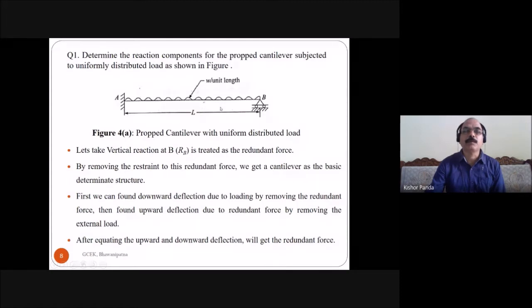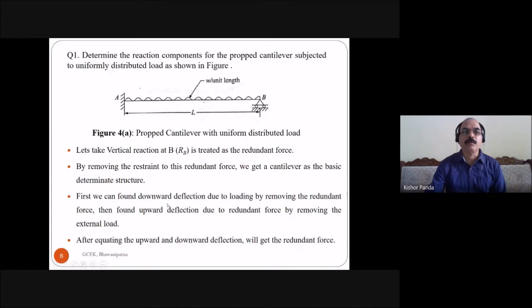You can find the reaction here by using the consistent deformation method. So let's take the vertical reaction at B, RB, and take this as the redundant force. By removing the restraint to this redundant force, we get a cantilever as the basic determinate structure. After removing the restraint to the redundant force, we get the cantilever beam. This is a determinate structure.